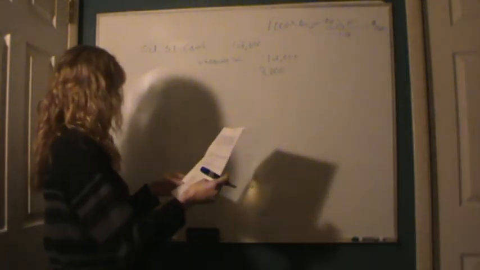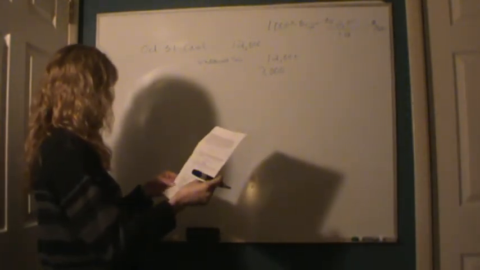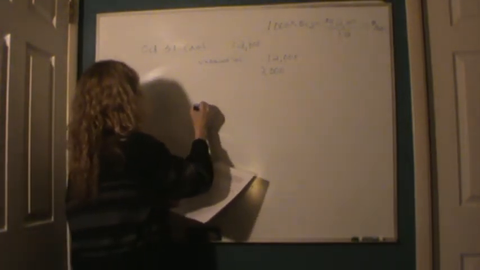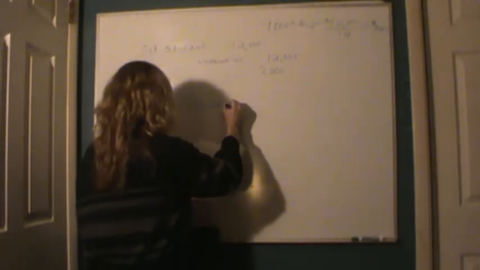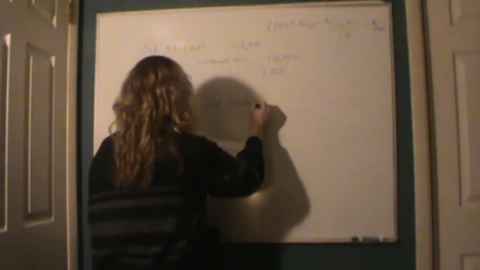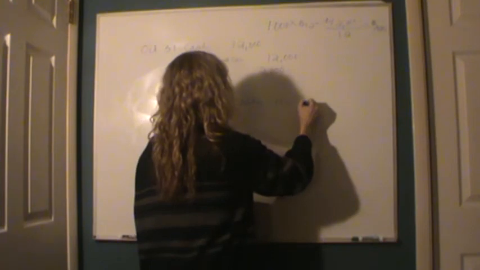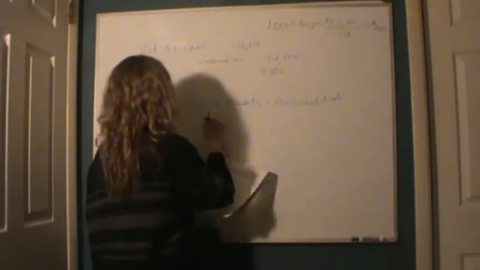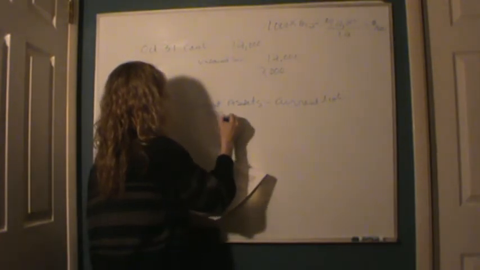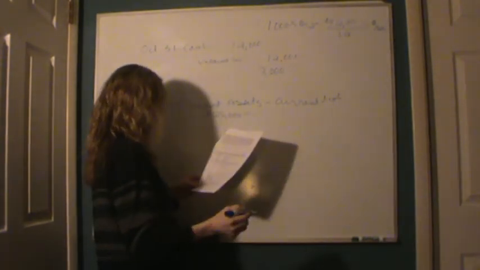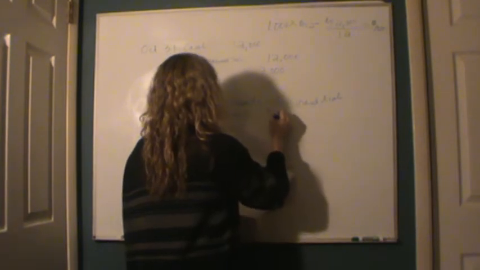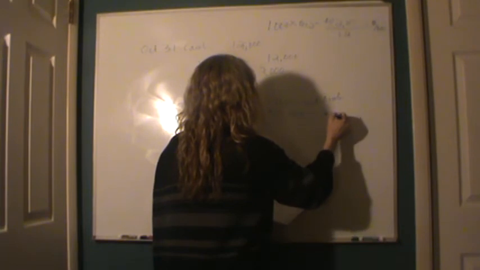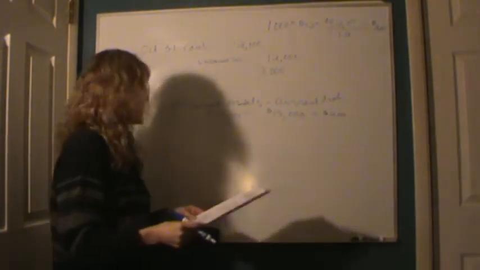So for our case, we have current assets of $25,000 and current liabilities of $15,000. So our working capital is our current assets minus current liabilities. So that would be $25,000 minus $15,000, which is going to give us $10,000.